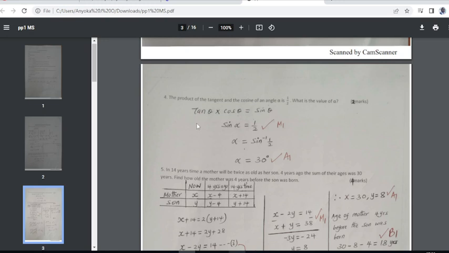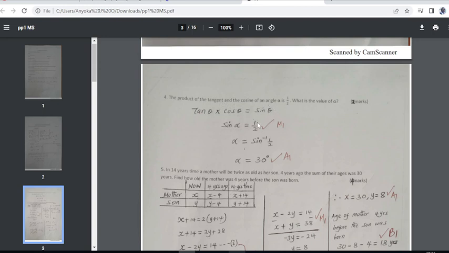Question 4. The product of the tangent and the cosine of angle alpha is 1/2. What is the value of alpha? This one is a straightforward question. Tan theta times cos theta is equal to sin theta. So the sin theta is a half, because we are told the tangent and the cosine is a half.